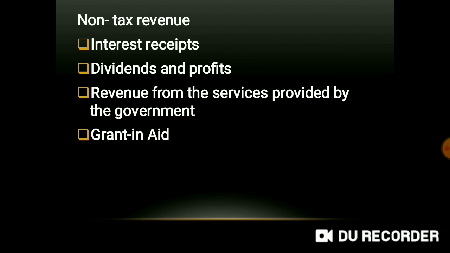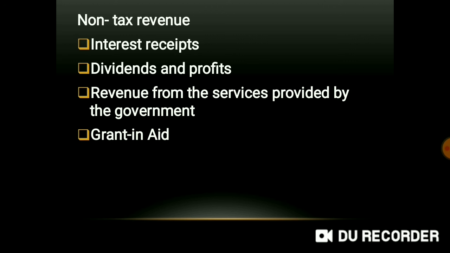The second one is the dividend and the profits, and this is another income for the government that is received from the public sector companies. The third one is the revenue from the services provided by the government. That is the income that the government receives from the administrative services provided by the government employees in the form of fees, in the form of license fees. Not only that, the fines, penalties, etc.